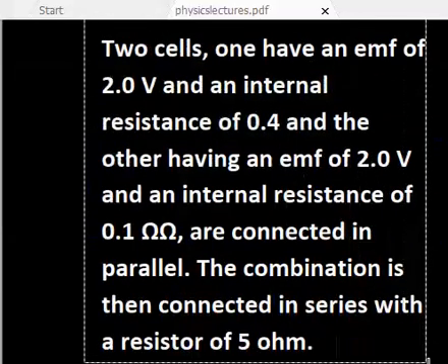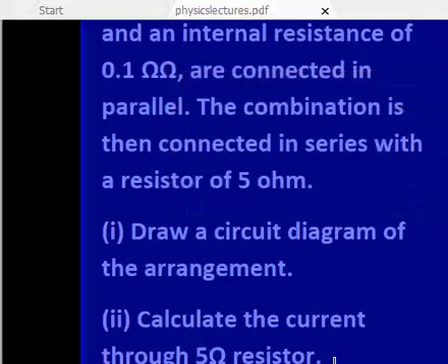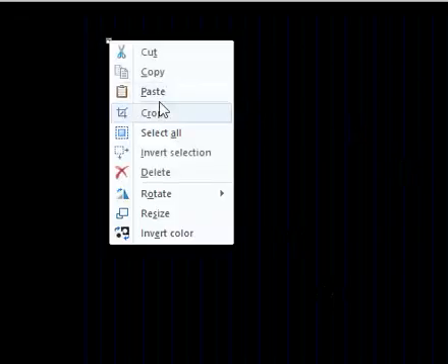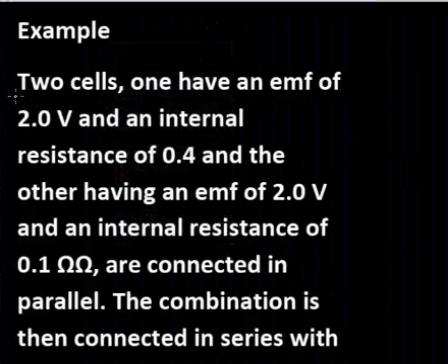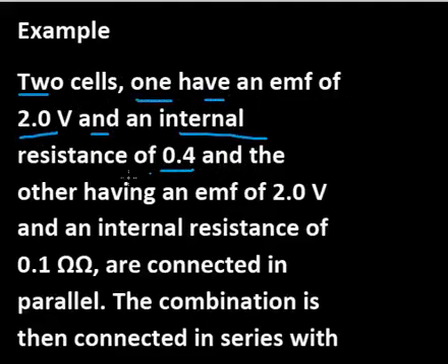Okay, so I have an example here. Let's go there. So this goes like this. Two cells: one has an EMF of 2 volts and an internal resistance of 0.4 ohm, and the other has the same 2 volts EMF and an internal resistance of 0.1 ohm. They are connected in parallel.